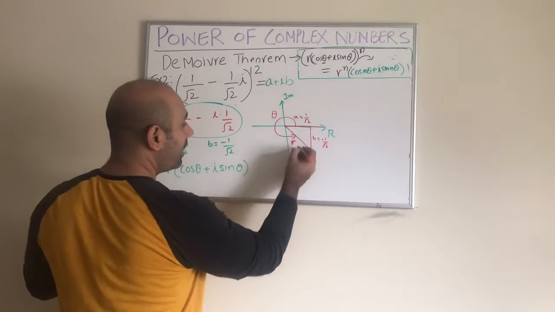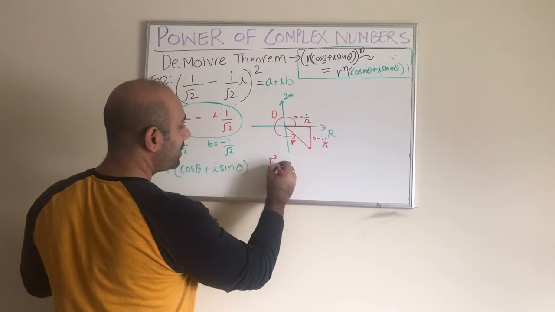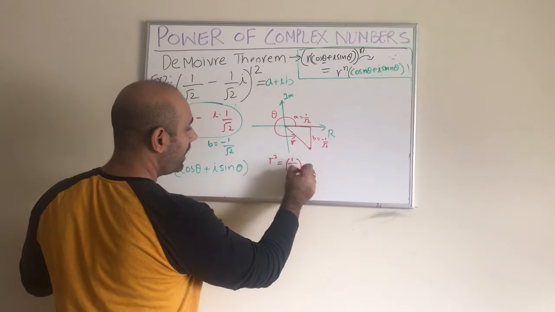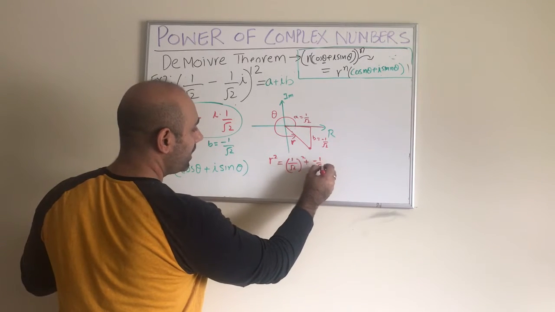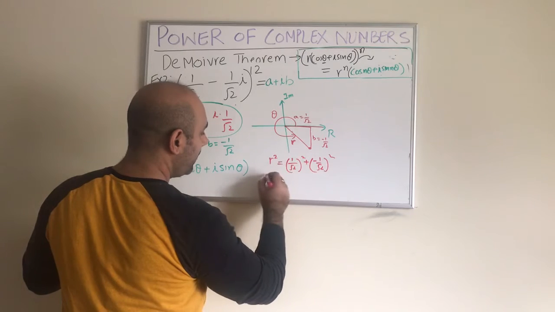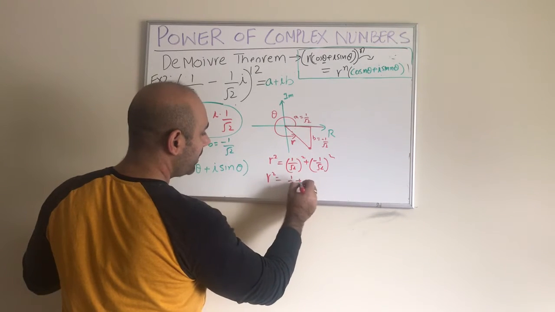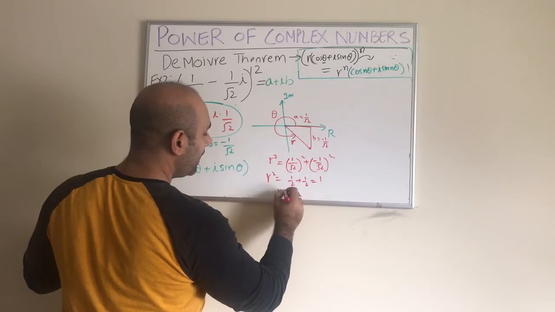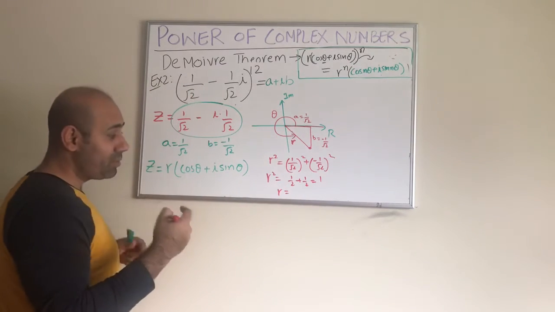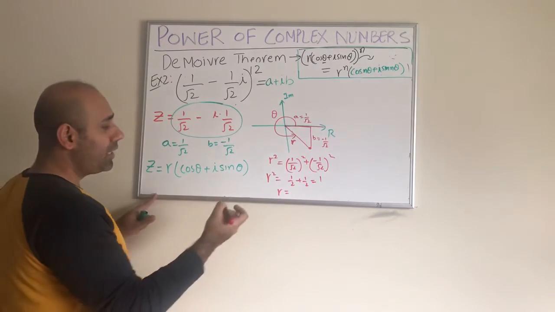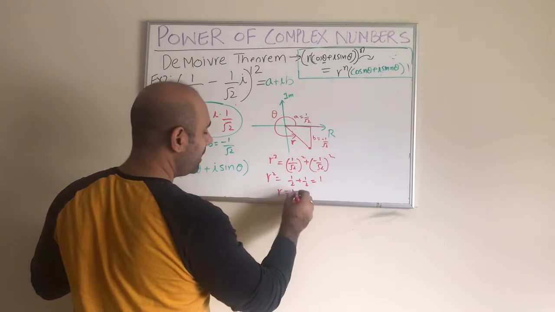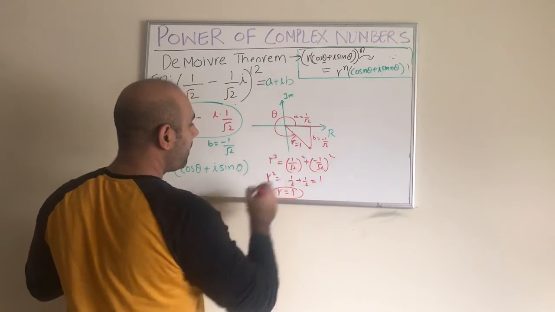So guys, to find r, we just use the Pythagorean theorem. r squared is 1 over radical 2 squared plus negative 1 over radical 2 squared. When we simplify this, we get r squared equals 1/2 plus 1/2, which is just 1. We take the square root on both sides because we have to find r from r squared, but the square root of 1 is also simply 1. So my r is 1.